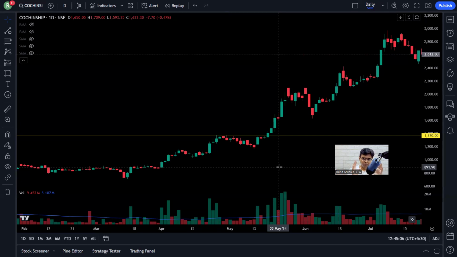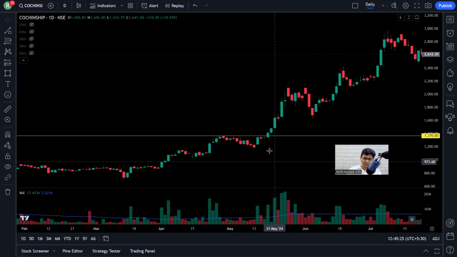Number six, volume profile. Remember, step one is high volume rally. Step two is low volume consolidation. Step three is high volume breakout. Number seven, there should be a mother baby candle in the base. If there is a mother baby candle in the base, the higher is the probability of the breakout, higher is the quality of the base. See here, you see the mother baby candle.